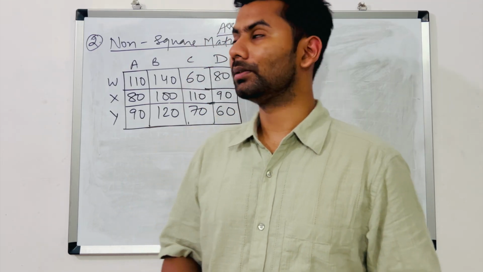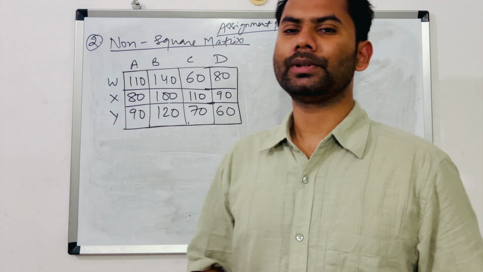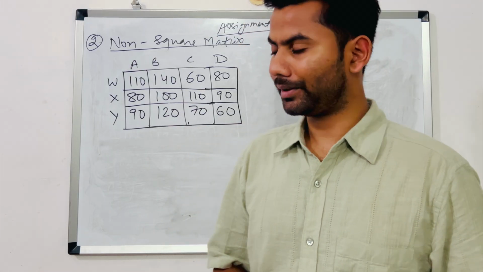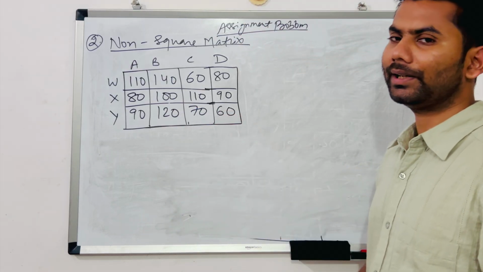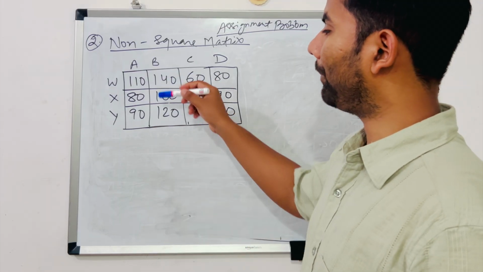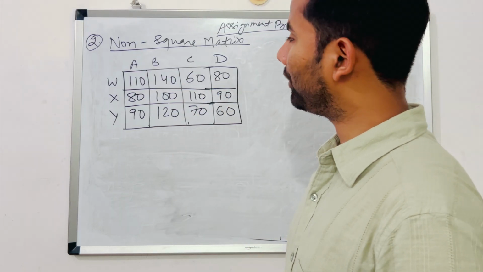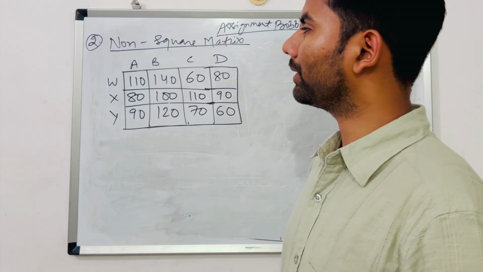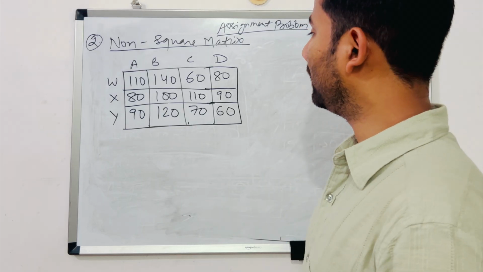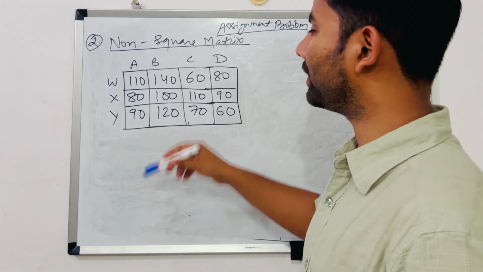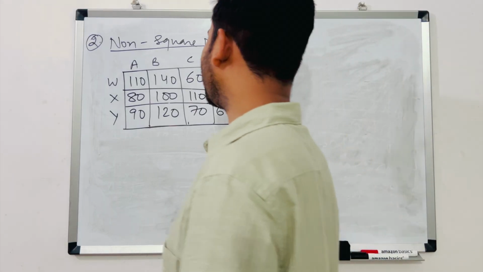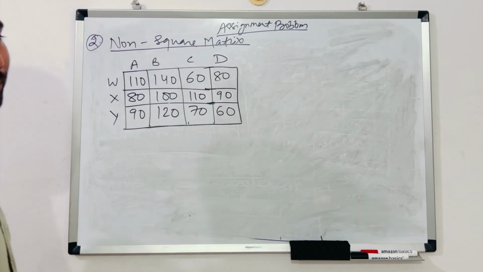Today we will learn the assignment problem using the n-square matrix. This is the given data of an m into n matrix. We have to solve this matrix using the n-square matrix. You can see that this matrix is in m into n form. So first we have to add a dummy row to solve this problem.